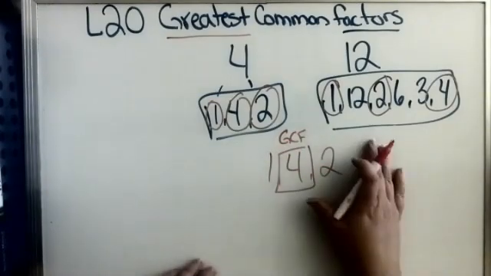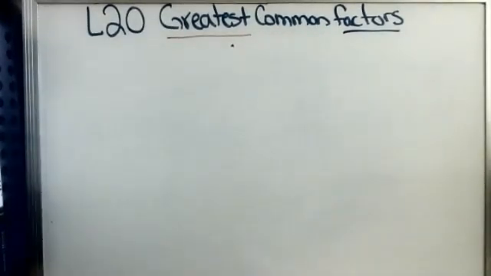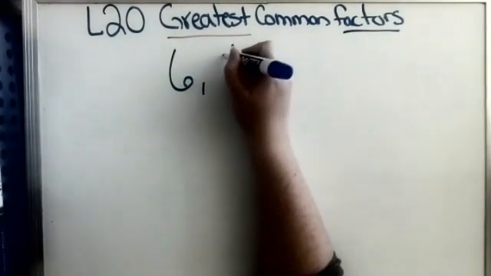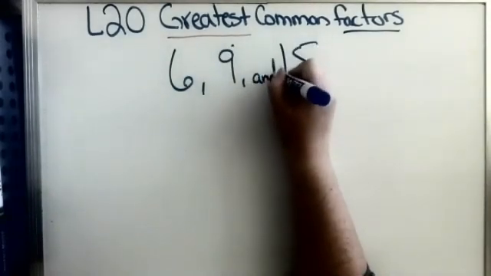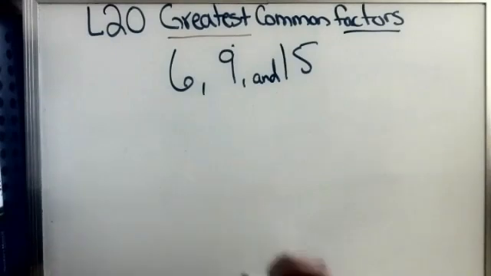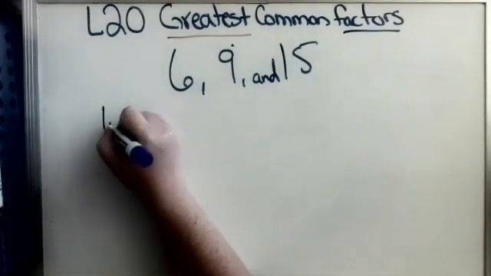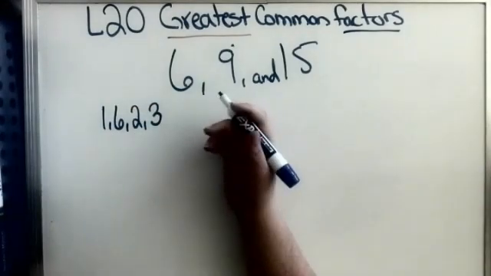We'll do one more as an example and then I'll let you go and continue working. This time we're going to look at 3 numbers that we're going to be comparing: 6, 9, and 15. We're going to compare all of them. So let's start with 6. My factors are 1, 6, 2, 3, and there's no other way for me to make it.